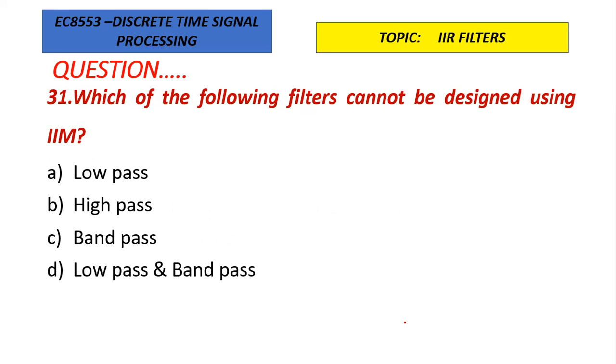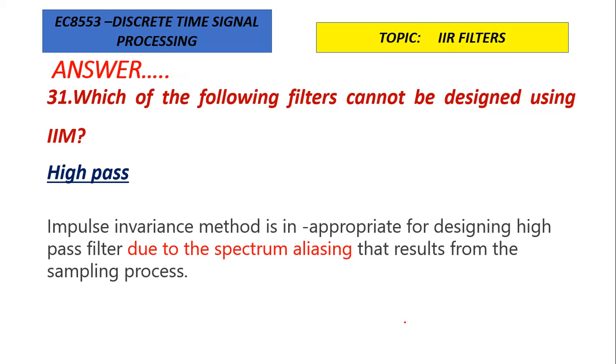Which of the following filters cannot be designed using IIM? So using IIM, which filter can we not design? It is the high pass filter. In a high pass filter, we will have more aliasing error compared to the others. And the filters we can design very easily are band pass filters. Using IIM, we can easily design band pass filters.